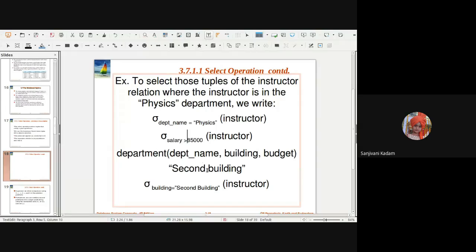And we can use any comparison operator here, such as less than, greater than. In the case of alphabetical values, we have some restrictions. So here we can use the equal to symbol for selecting those tuples which satisfy the building value as second building. And right now we are applying the query onto the department relation, so the relation name should be department. Clear? So this is the query: select building equal to second building from department relation. That is how we write this query.